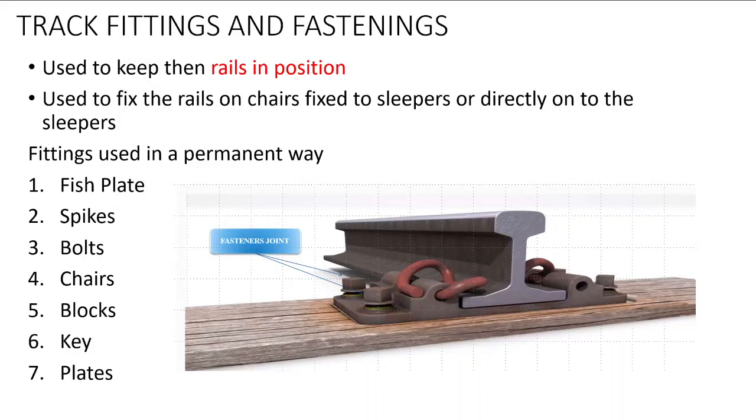So, fittings used in the permanent way. What are the fittings that we use in the permanent way? First one is the fish plate. Then we use spikes. We use bolts, chairs, blocks, keys and plates.